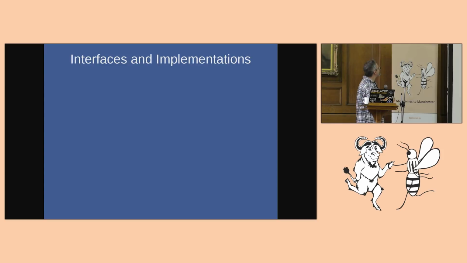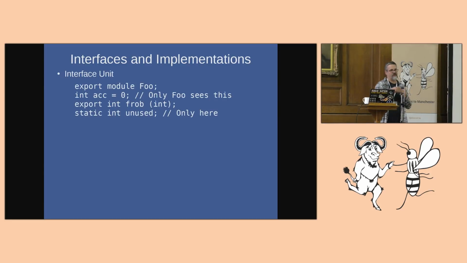Right. So the way you provide a module is by providing an interface for it, which is a regular translation unit source file, which just begins with export module foo. So this is module foo, and it's exporting stuff. It's the interface. There's exactly one of these per module. Okay.